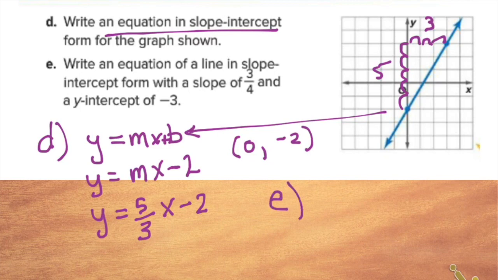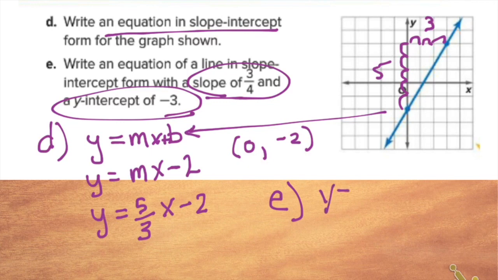Now for e, you're just given the information in words. So we have y equals mx plus b as soon as they ask for slope-intercept form. And they tell you that the slope is 3/4, so you're going to plug that in for m. And they tell you that the y-intercept is -3, so you want to plug that in for b.